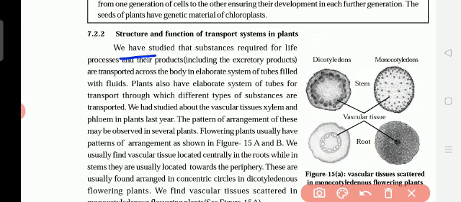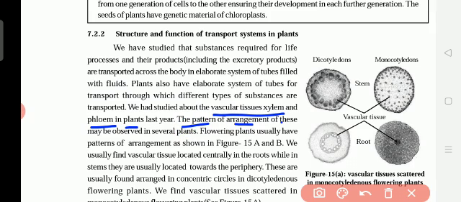Okay. So we have studied that substances required for life processes and their products include excretory products, means waste products, the sending out. Okay. So they transport and excretory systems, everything like tubes. Plants also have the elaborate system of the tubes for transport through which different types of substances are transported. We had studied about the vascular tissue. Vascular tissue means what? Underline xylem and phloem in the plants. It is the vascular tissue.